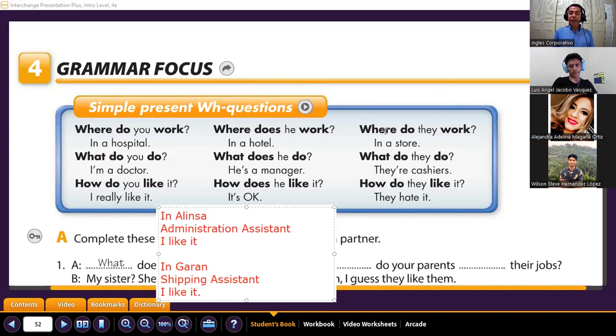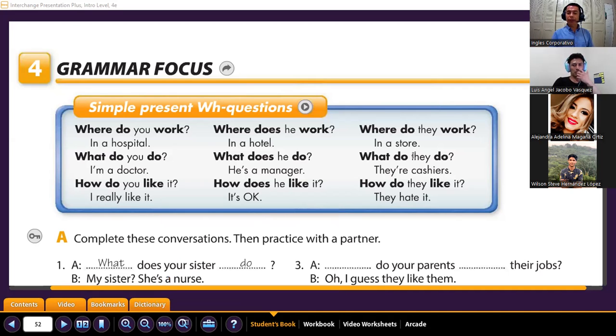Do you understand? So this is the question about the place where you work, what you do, or if you like it or not, in three forms: with you, with he or she, and with they, right? Good. Now, let's continue with this practice.